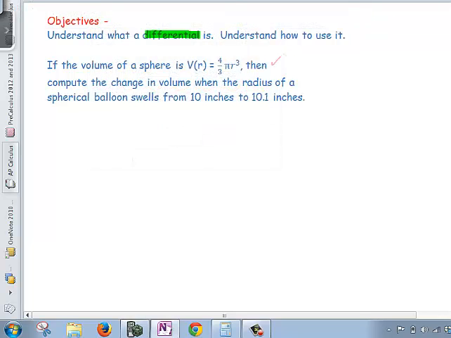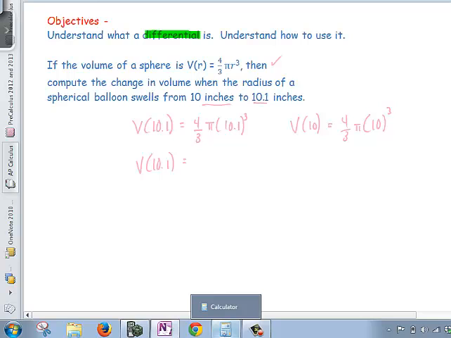Let's take a look at an example and say that we want to find the difference in the volume of a basketball when the ball swells from a radius of 10 inches to 10.1 inches. How does the volume change? Without calculus, we would plug 10.1 into the equation and have 4/3 pi times 10.1 cubed. And we would find the volume when it was 10, and that would be 4/3 pi times 10 cubed. We would have to use a calculator to do that.